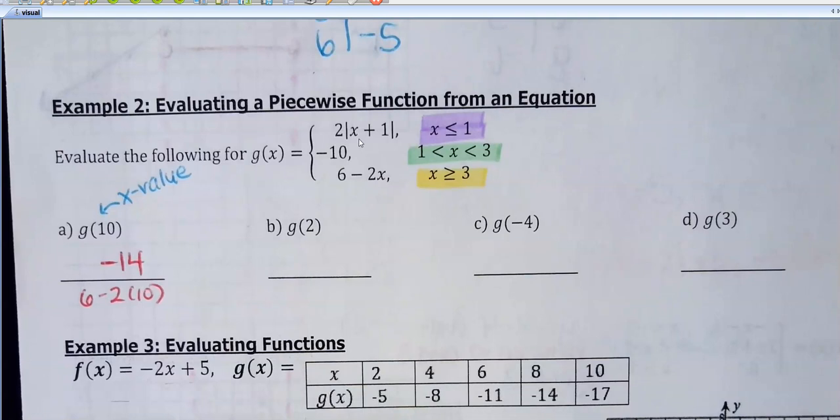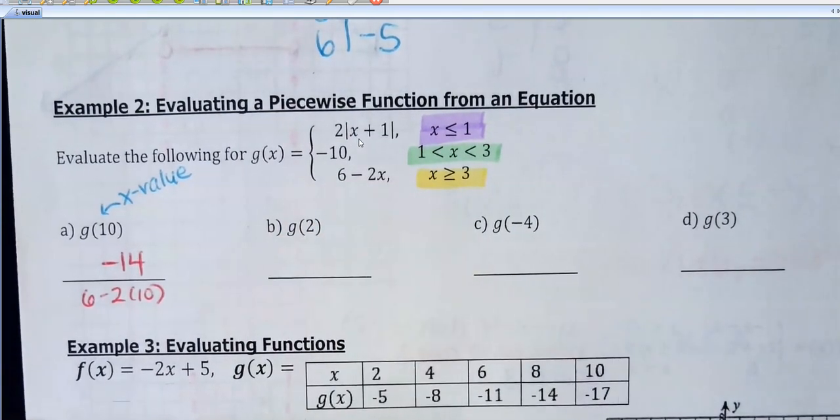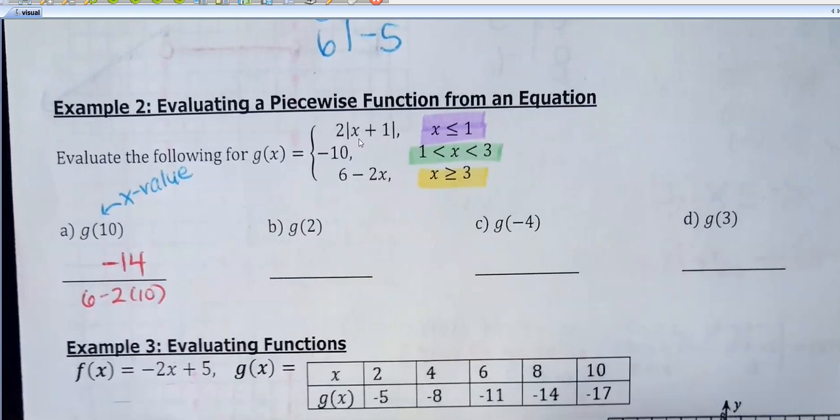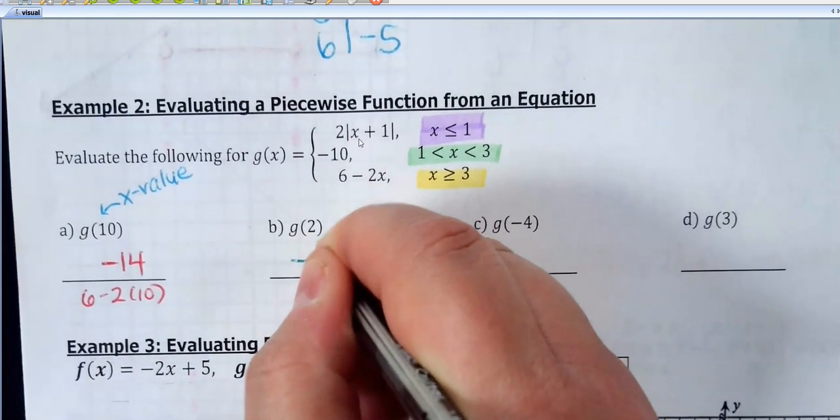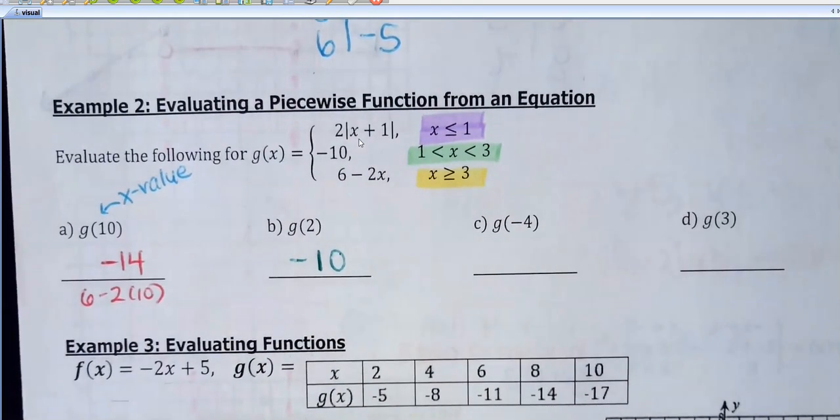Okay, so which one would 2 fall into? Would you use the first one, the second one, or the third one if you were trying to plug in an x value of 2? The second one, right, because 2 is between 1 and 3. Now that one, you literally just write down negative 10. There's no x for me to even plug it into. If we saw this on a graph, it would just be a horizontal line. So I just copy down the negative 10. That's all you have to do.